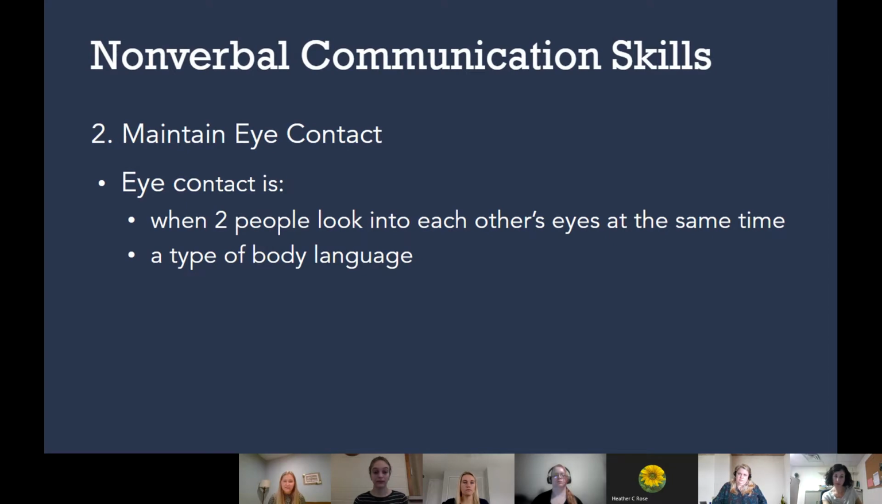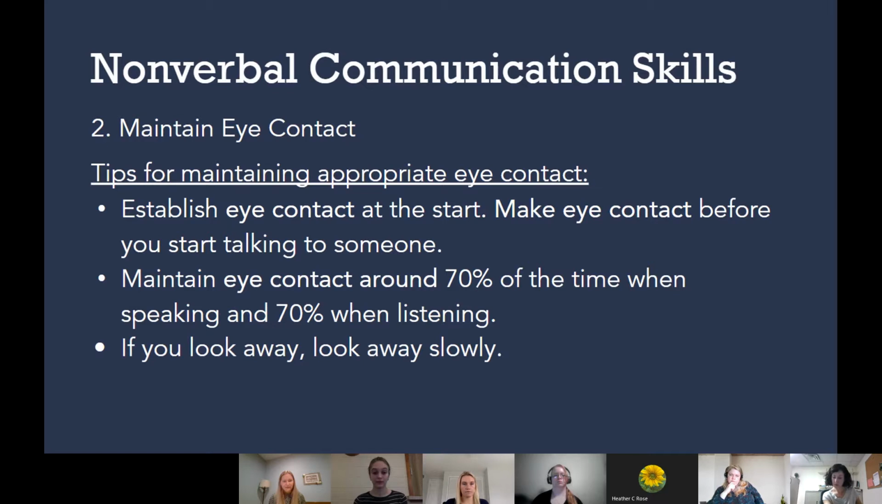So another aspect of nonverbal communication, maintaining eye contact. First and foremost, eye contact is when two people look into each other's eyes at the same time, and it is a type of body language. Maintaining eye contact is an essential part of communicating well with others. So some tips for maintaining appropriate eye contact.